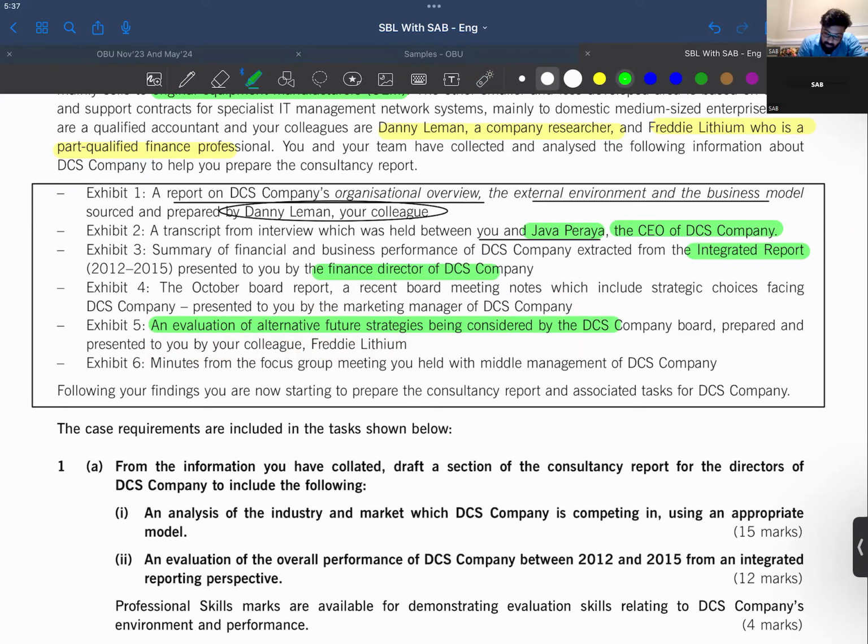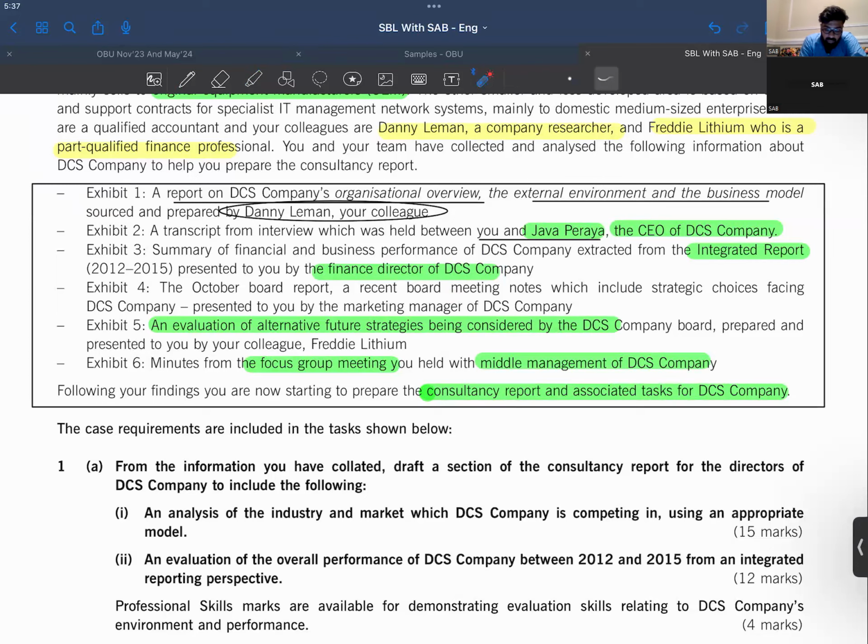Minutes from the focus group meeting you held with the middle management of DCS company, right? Following your findings, you are now starting to prepare the consultancy report and associated tasks, right?